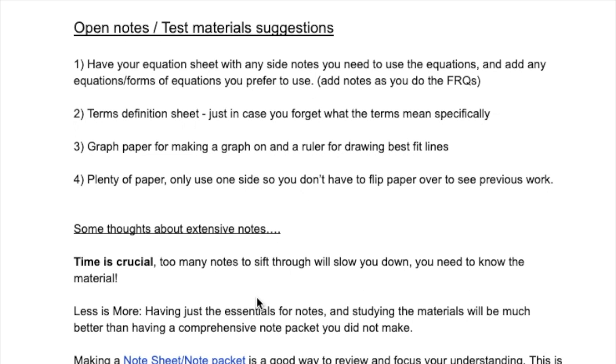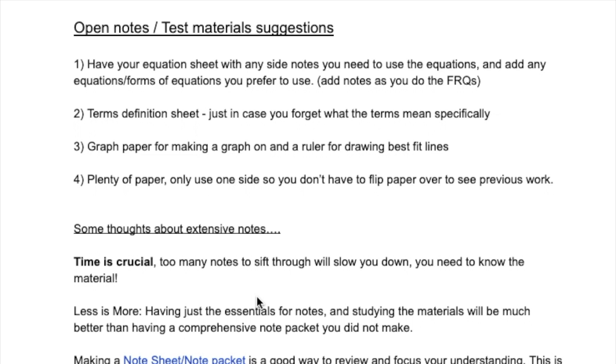Now, a couple things to note here. Time is crucial. You guys might not be familiar with open note tests. So open note tests, you can have a book, you can have the internet, you can have everything you want. The problem is that it's a lot of material to sift through if you don't know the answers. So knowing the material is essential, because otherwise you're going to waste your whole time looking up answers and not writing down the answers. So the key idea here is time is crucial, less is more.